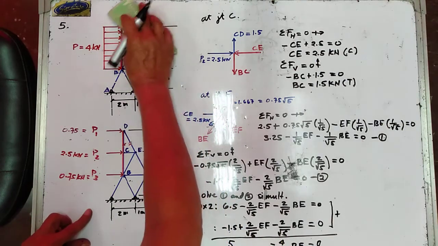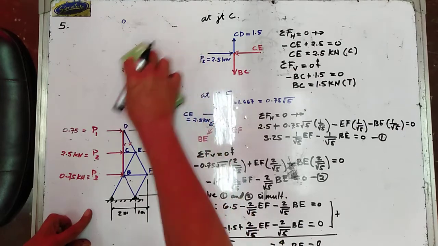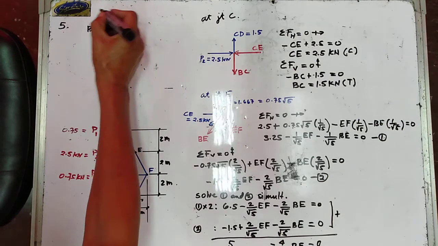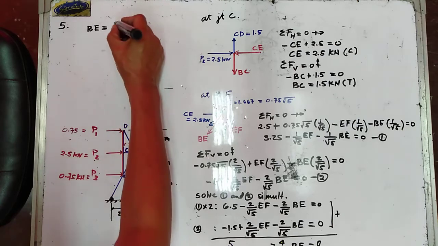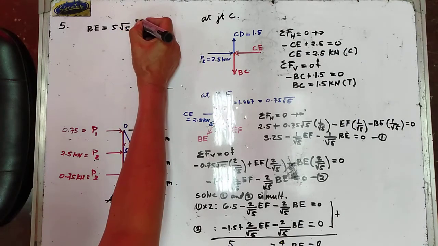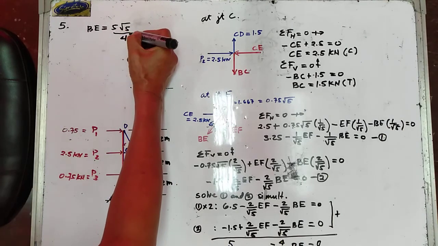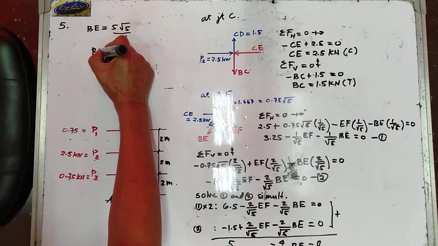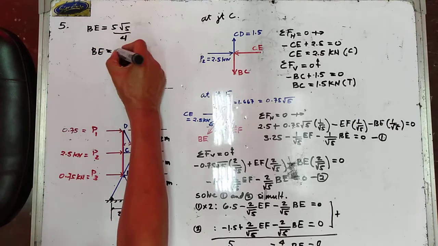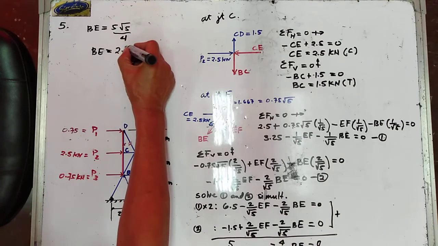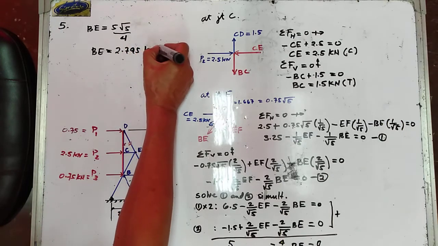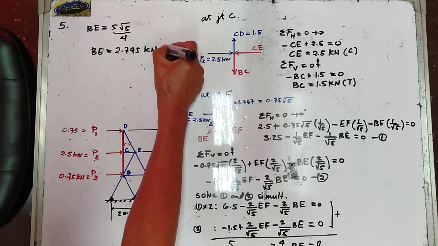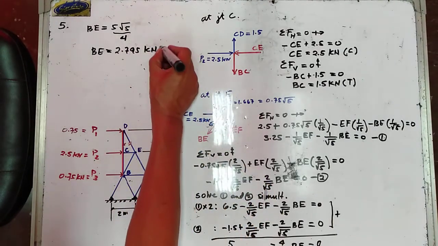So let us try to solve now the value of BE. Solving for BE, this is equal to 5 square root of 5 all over 4. Hence, your BE is now equal to 2.795 kilonewtons. Again, we get a positive value. Hence, the assumed direction is correct. So the direction of BE is in tension.